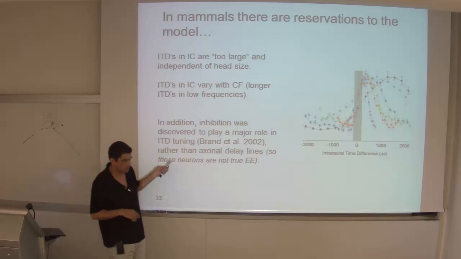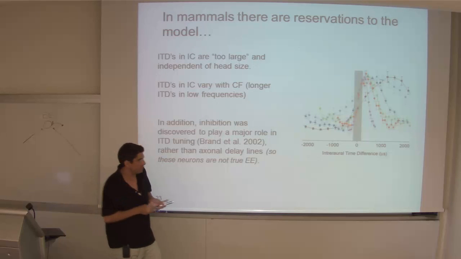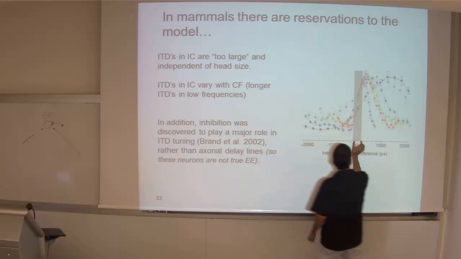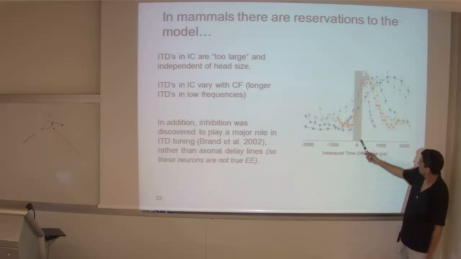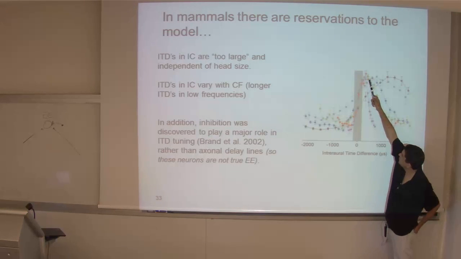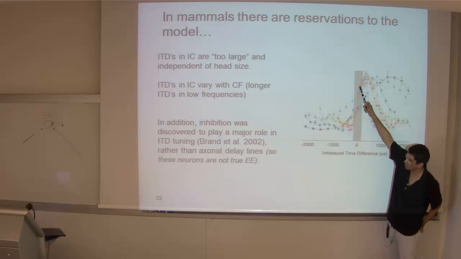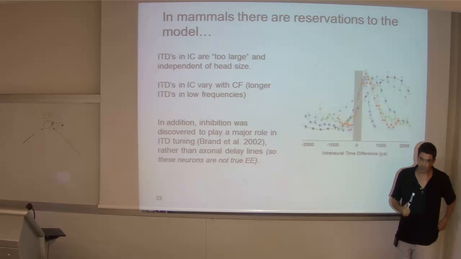Therefore, they said, guys, we cannot neglect this anymore. This is the physiological range of ITDs in the gerbil, in this case, I think it's a gerbil, that they recorded. And this is the peak of the ITD. You see, it's completely out of the physiological range. So something doesn't add up.